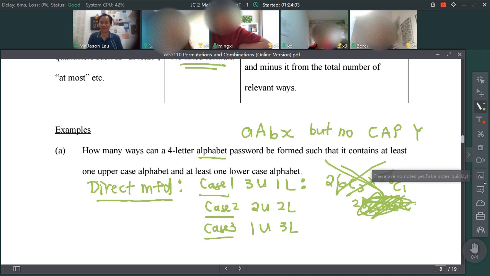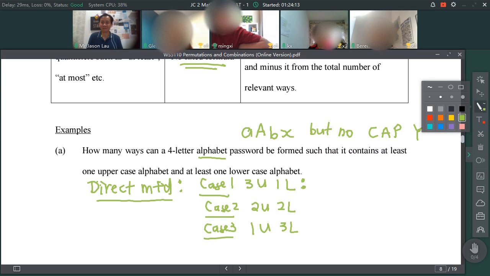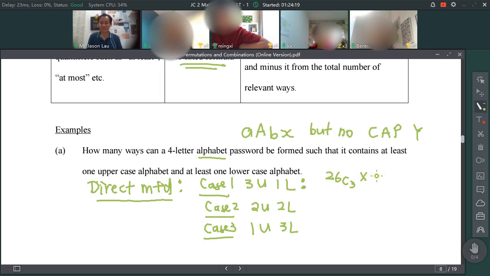Mingxi, let me see. No penalty. If you get it right, you get a trophy. 26 choose 3 times 26 choose 1, then times 4 factorial. Okay, wrong. Okay, Bernice.